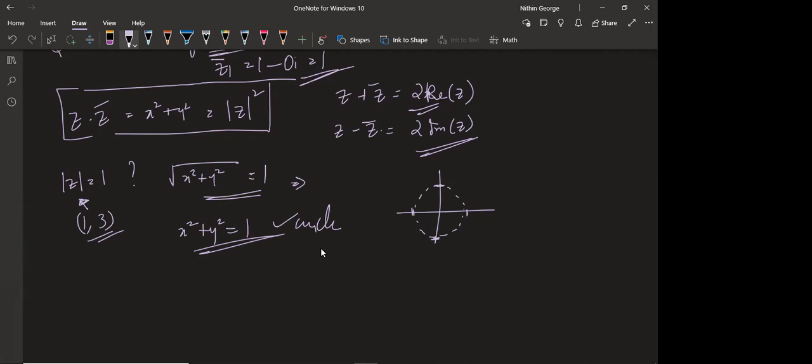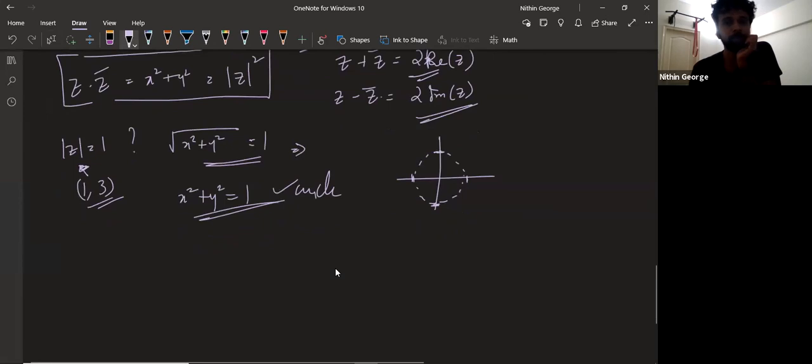Yes, sir. Yes, not, sir, please clarify. Okay. So circle with center origin and radius 1. What do you get here? And there's something called the argument.